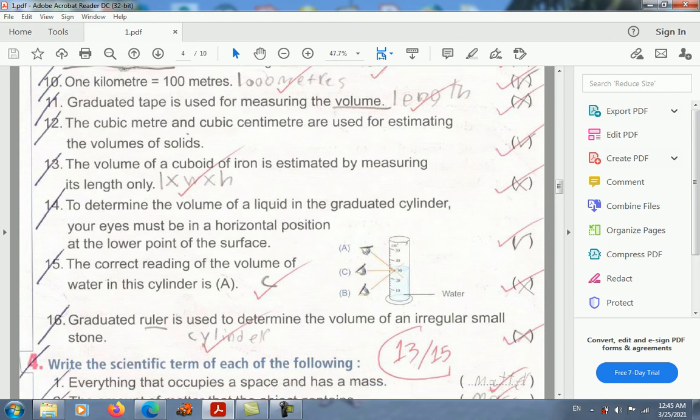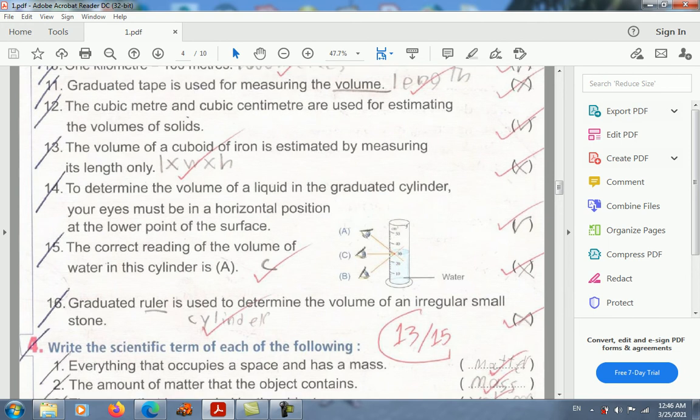10. 1 kilometer equal 100 meters. Correct. This is of course not correct. 1 kilometer equal 1000 meters. So of course they are not equivalent to 100 meters. 100 meters equals how many? It's like 10,000. So it's another story. 11. Graduated tape is used for measuring the volume. Wrong, it's for the length.